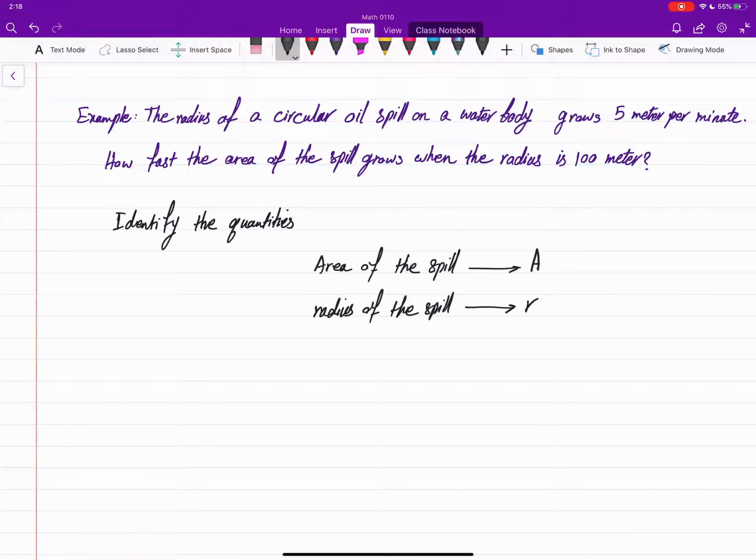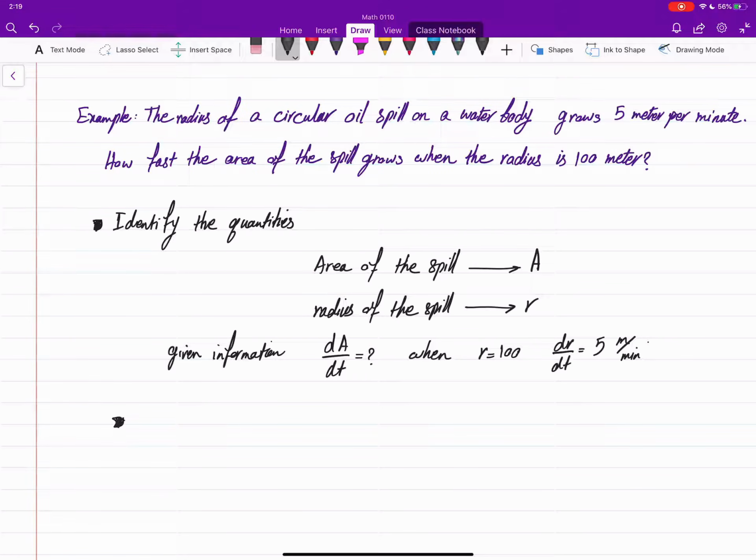And what is the given information? Write the given information in terms of these variables. We are looking for the rate of change of the area, dA/dt, when the radius is 100 meters, and we know that the rate of change of the radius, dr/dt, is 5 meters per minute. So this is all the information given there. That finishes our first step of modeling.